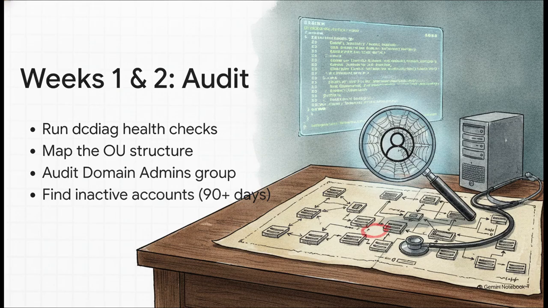Spend your first 2 weeks simply understanding and auditing your environment. Run health checks on your domain controllers. And most importantly, lean heavily on PowerShell. You can use commands like Search-ADAccount to easily find security risks, like accounts that have been inactive for over 90 days. And you can do it all without touching or breaking a single thing in production.